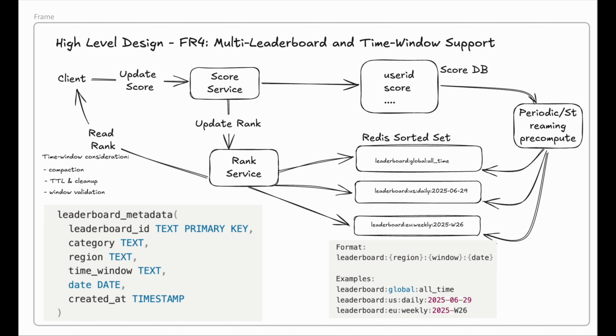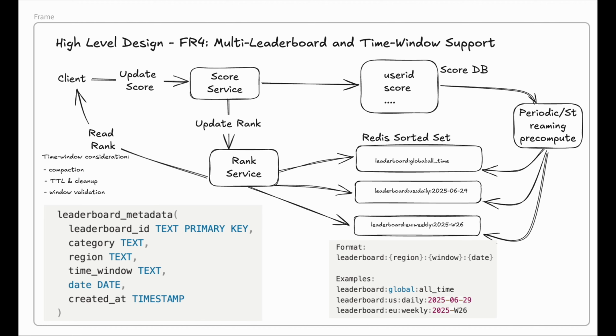To recap, we store and update scores across multiple Redis keys, segmented by region and time window. We validate incoming writes, enforce TTL policies, and optionally compact historical data. And we use metadata to make the system searchable, queryable, and maintainable at scale.